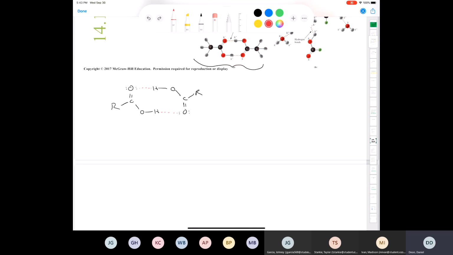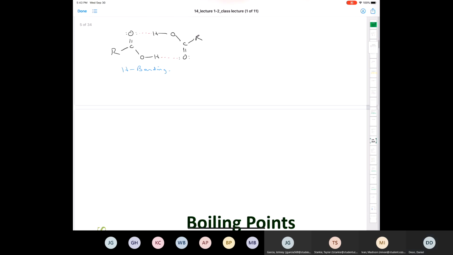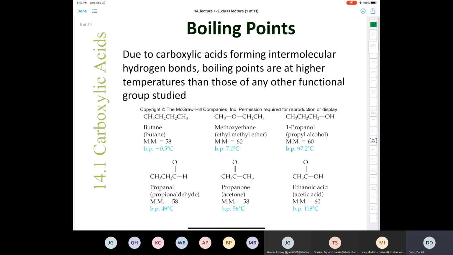And that's one of the reasons why carboxylic acids have such high boiling points. And it's because of these excessive and very strong intermolecular forces here. There's a lot of hydrogen bonding shown right here. So we have hydrogen bonding like that. All right, let's talk about boiling points.